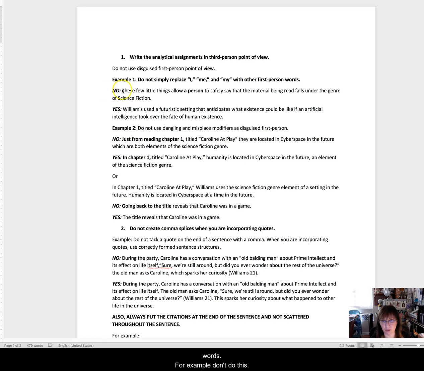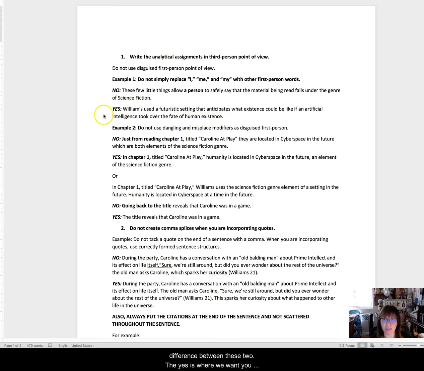For example, don't do this. These few little things allow a person to safely say that the material being read by that person falls under the genre of science fiction. This is just disguised first person, and it's really avoiding writing directly in third-person point of view. Third-person point of view is this. Williams used a futuristic setting that anticipates what existence could be like if an artificial intelligence took over the fate of human existence. You can see there's a very big difference between these two. The second is where we want you to get to with your third-person writing.